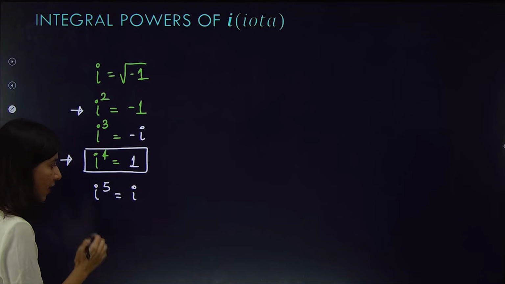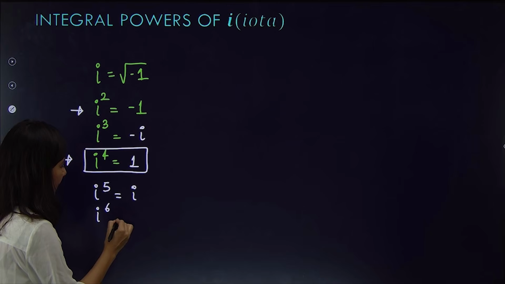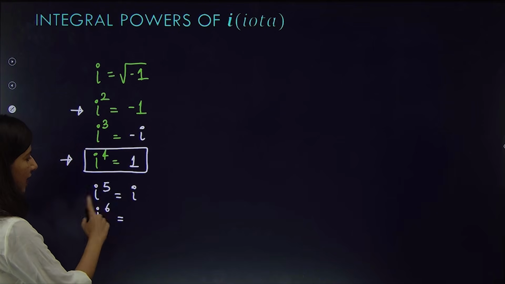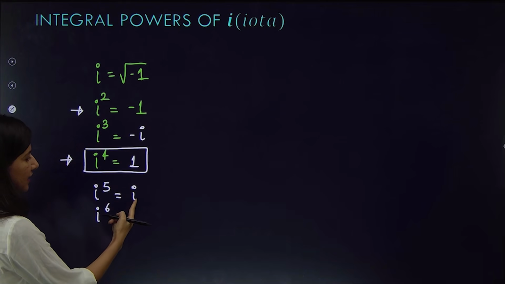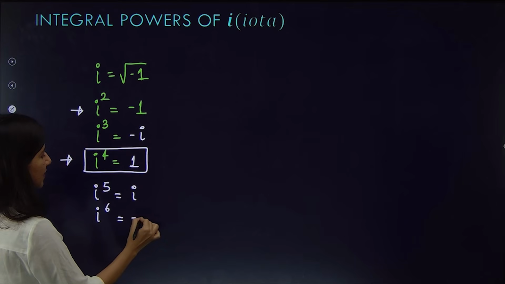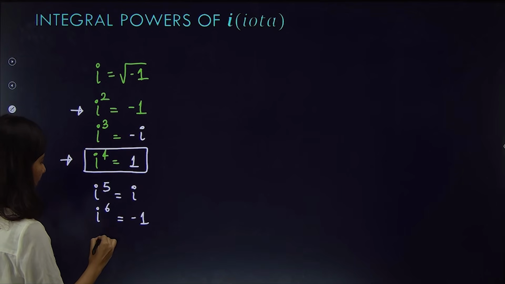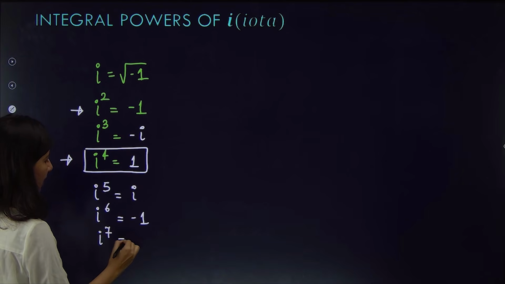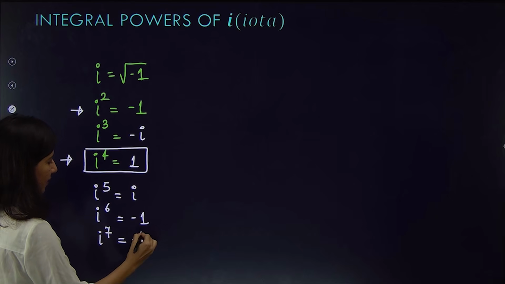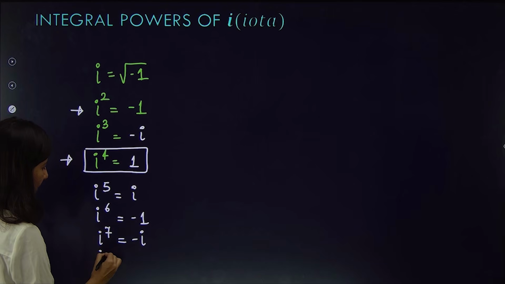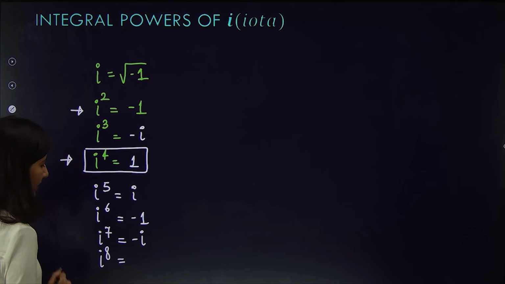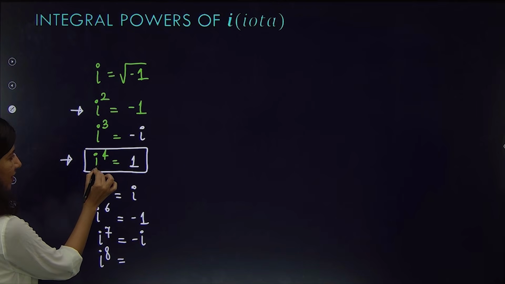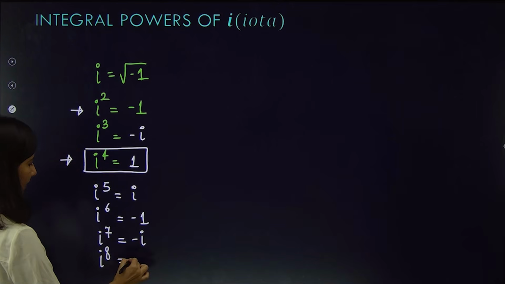And then iota power 6, again you multiply iota both the sides. So this is iota square, and iota square is minus 1. Iota power 7, again you multiply iota both the sides, so minus iota. And iota power 8 is equal to what? Iota power 4 is 1, square both the sides, this is also 1.